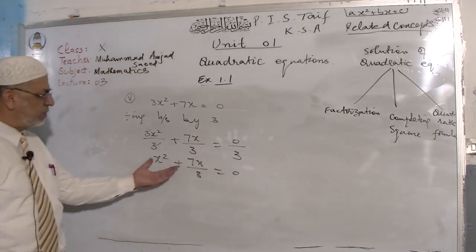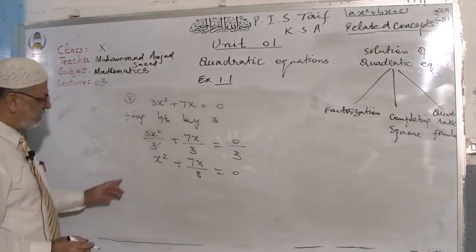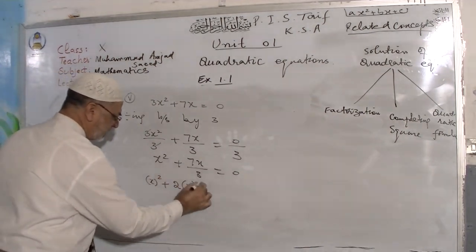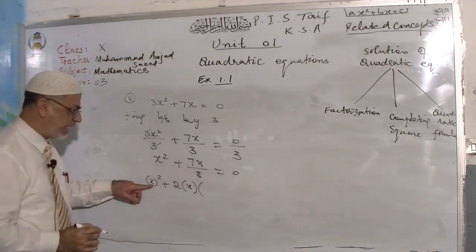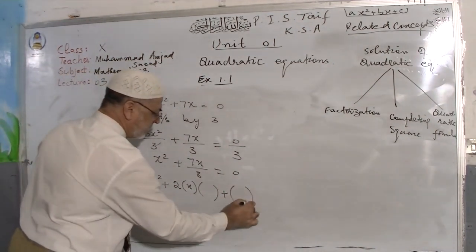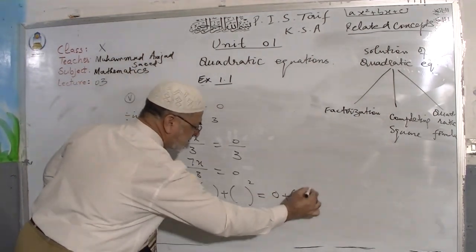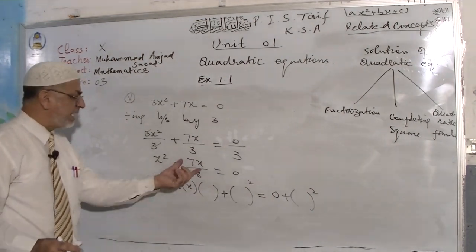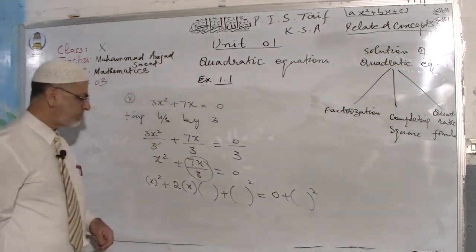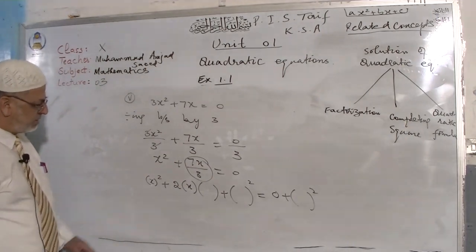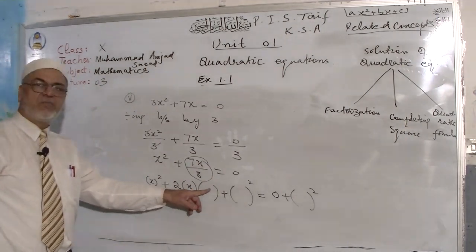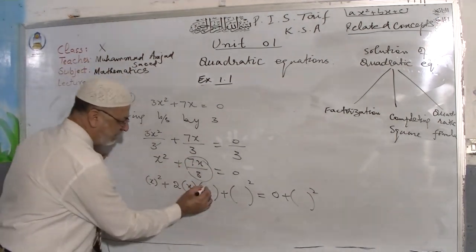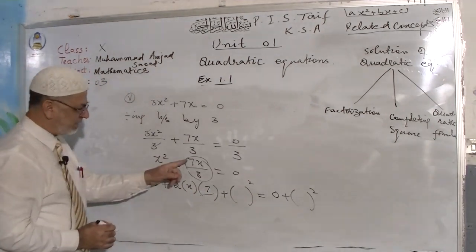Dear students, you have to complete the square now. How would you write it down? First square plus 2 into first into second, plus second square is equal to 0 plus second square. The second term is missing. What do you need here to make this number? After simplifying, you will get this one. You need 7. You need 7 here.